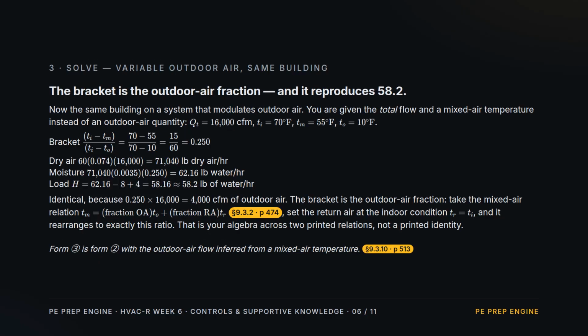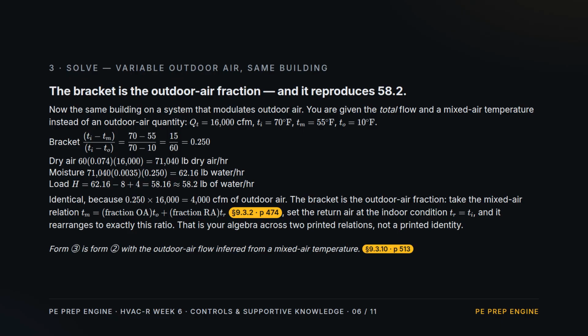Solve: the variable outdoor air form, same building. Now you're given total flow and a mixed air temperature instead of an outdoor air quantity. 16,000 CFM total, 70 inside, 55 mixed, 10 outside. The bracket is 70 minus 55 over 70 minus 10, 15 over 60, a quarter. Dry air flow on total is 71,040 pounds an hour, times the humidity ratio difference, times the quarter, 62.16. Subtract sources, add losses, 58.2 again.